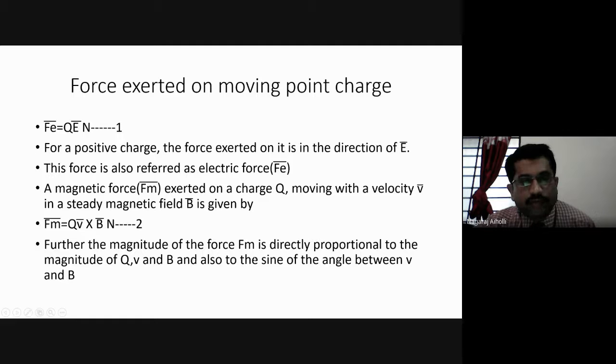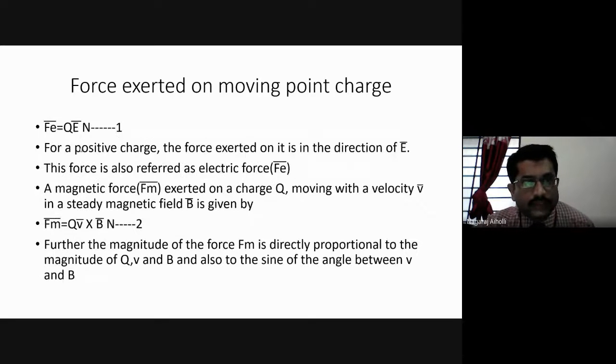Further, if we look into the magnitude of the force in the second equation, the magnetic force Fm is directly proportional to the charge Q, directly proportional to the velocity V, and directly proportional to the magnetic flux density B bar. It is also directly proportional to the sine of the angle between the velocity V bar and the magnetic flux density B bar.